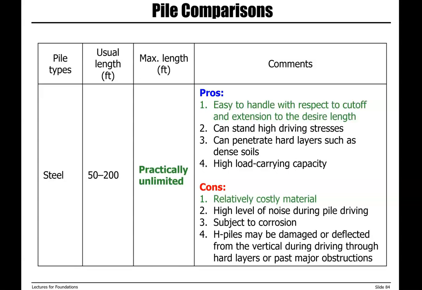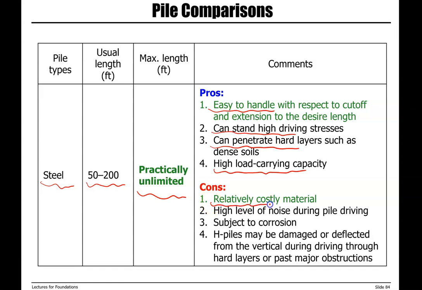So now let's look at pros and cons of each of these materials for pile construction. First, we look at steel. The usual length is between 50 feet to 200 feet, but the maximum length is practically unlimited. It's easy to handle. It's a strong material. It can stand high driving stresses and it can penetrate into hard layers. And again, a strong material provides high load carrying capacity.